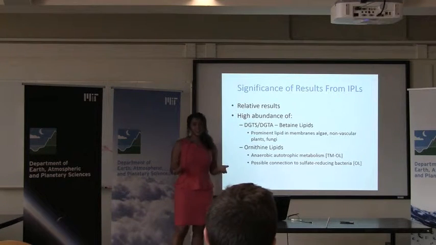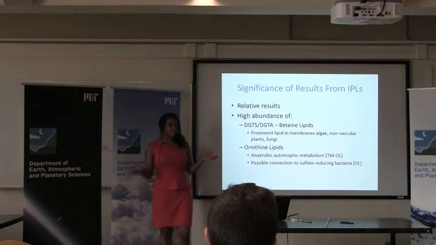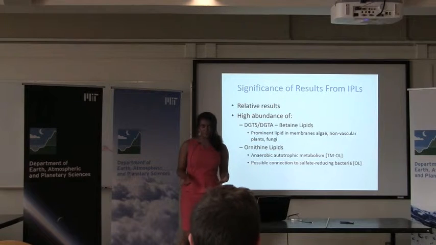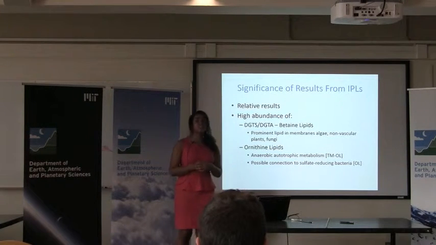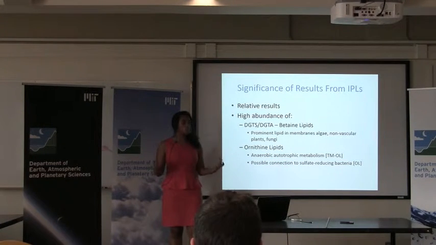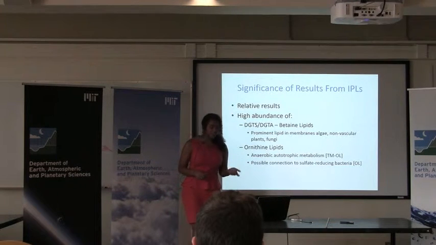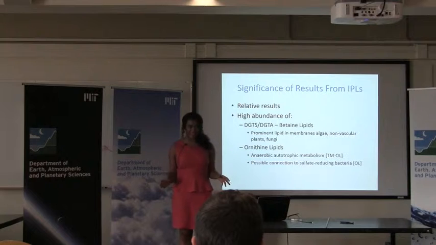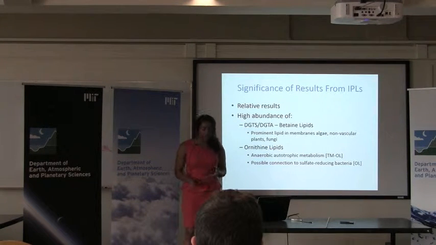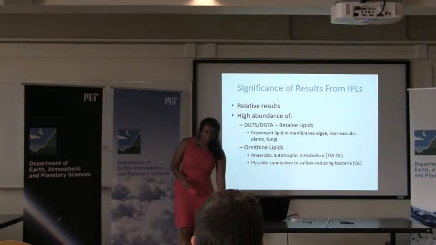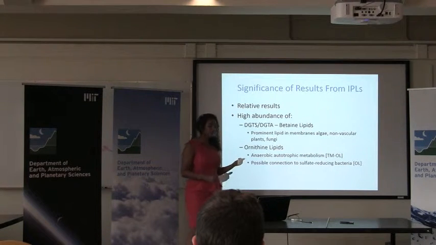So what is the significance of those results, of all of those many lines everywhere? They are very relative results. It's not an exact quantification. So this is just the initial step to understand what is in the sample. There's a high abundance of DDTS and DDTA, which you can just call your betaine lipids. And that shows a prominence of algae and non-vascular plants and fungi. And then your ornithine lipids were also very prevalent.